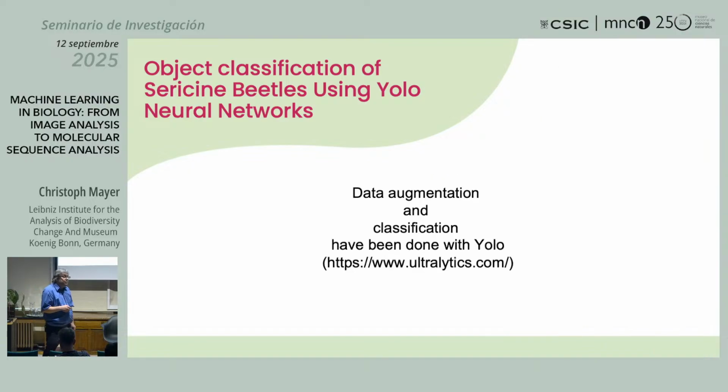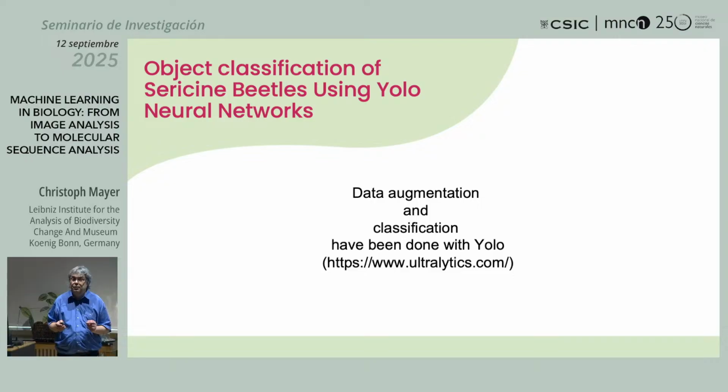We also have to do data augmentation here. Actually, data augmentation and classification has been done with YOLO. I don't know if you have used machine learning before, you might have come across YOLO. YOLO is a framework, and YOLO stands for You Look Only Once. That was the original aim, that you don't need a lot of training data. You still need a lot of training data, but that was the original name here, or aim here.